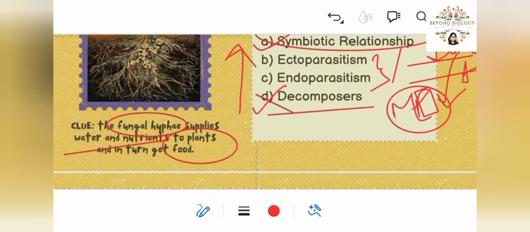To plants, because plants need it. Water and nutrition is required by plants, and the plants in turn give food to whom? To the fungus, to the fungal hyphae. So this is about mycorrhiza.